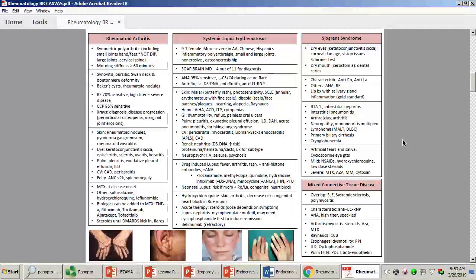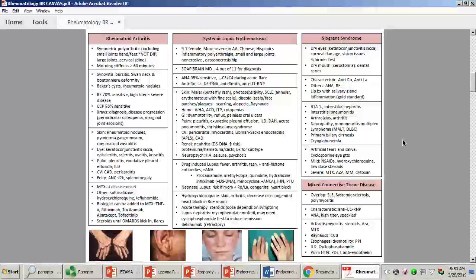So for treatment, you can do artificial tears and saliva. We do have the cyclosporine eye drops, which are advertised to the general population, which makes no sense. For mild disease, you could do NSAIDs, hydroxychloroquine, low-dose steroids. For very severe disease, you can do methotrexate, azathioprine, mycophenolate mofetil, and then cytoxan or cyclophosphamide, especially if you have the interstitial pneumonitis associated with it. So, any questions on Sjogren's? Yep. All right.